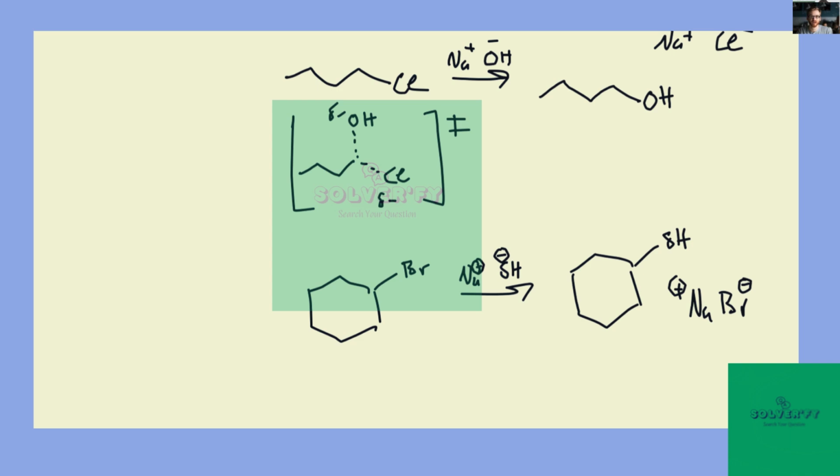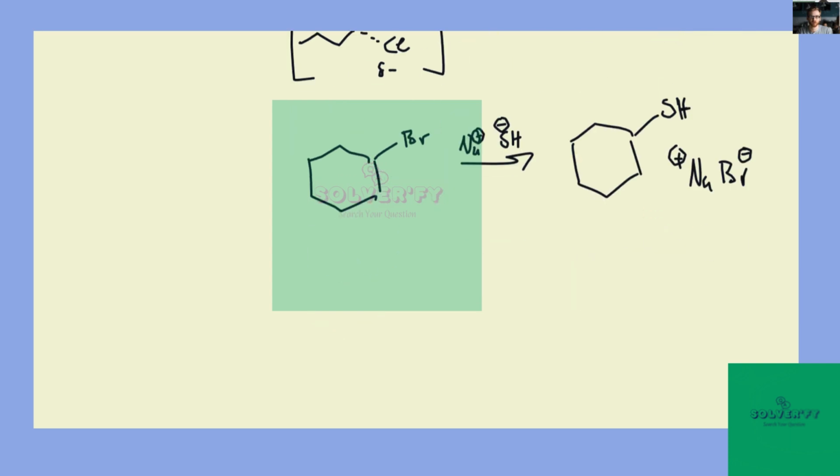Let me draw this sulfur a little better, make it more obvious. It's the thiol. There we are. So same idea. We're going to draw a dotted line between the carbon and the bromine to show that the bromine is leaving. Okay, we're going to have sulfur with the hydrogen attached, and it's going to be coming in, so we'll draw a dotted line there.